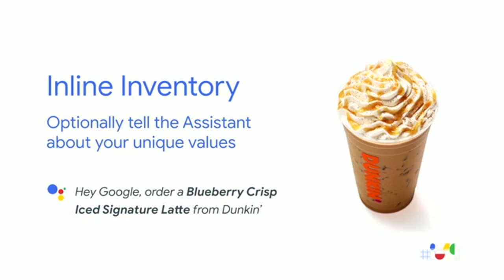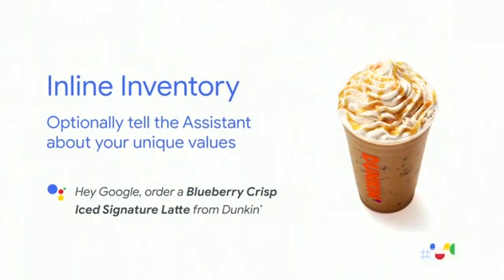A good example might be a restaurant's list of menu items, because they would be unique for each restaurant and finite in length. We've been working with Dunkin' in early access to test a lot of this out. So let's look at an example from them to illustrate how this works. The user may say something like, "Hey Google, order a blueberry crisp ice signature latte from Dunkin'." Now, the user may say that phrase, and we'll be able to extract the text from it. But of course, the user may say it in a slightly different way. They're not always going to get that exact product name.